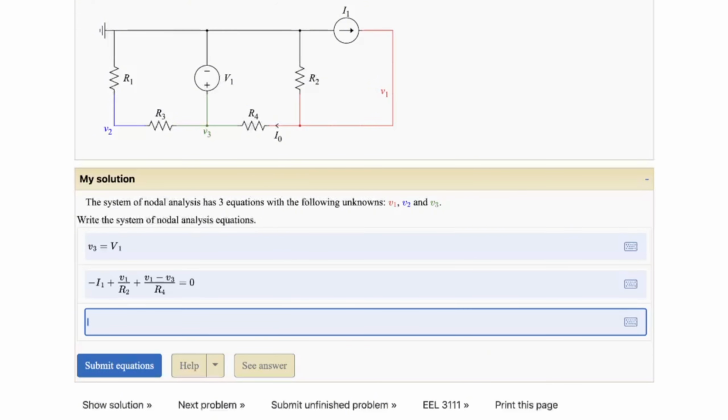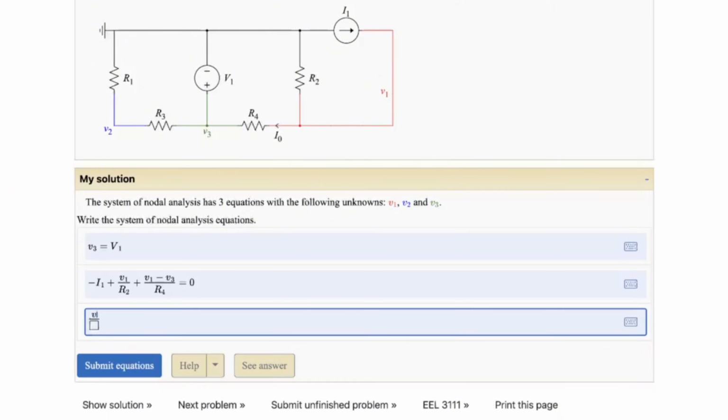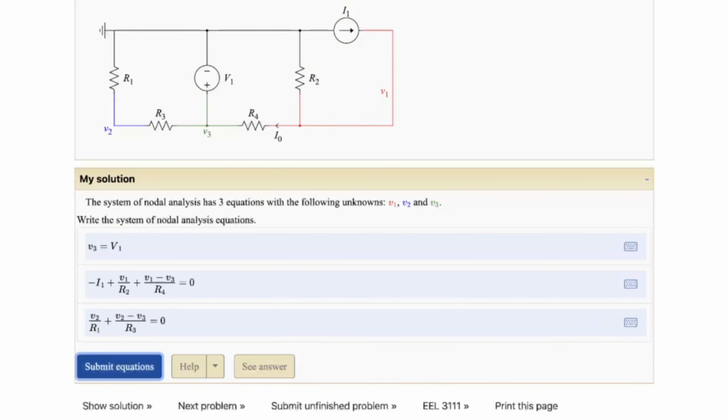Next, we already did V3 with the voltage source, so let's go to V2. Let's find the current going across R1, and that's from V2 to the reference node. So it'd be voltage divided by resistance, Ohm's law, V2 minus 0, we can ignore that, over R1. And then let's add the current going from V2 to V3. So we get V2 minus V3 over R3. And let's set all that equal to 0, click submit.